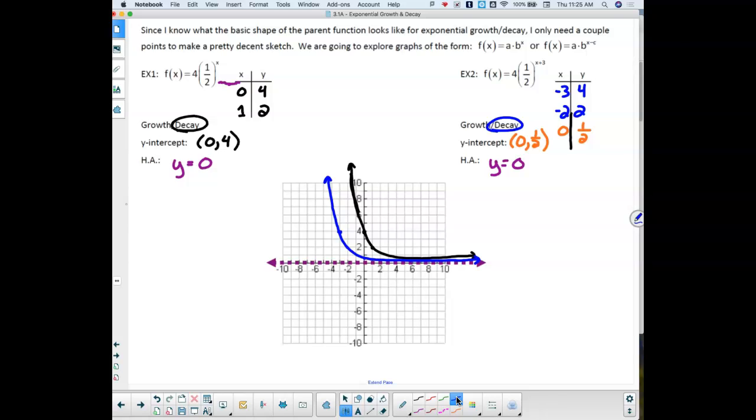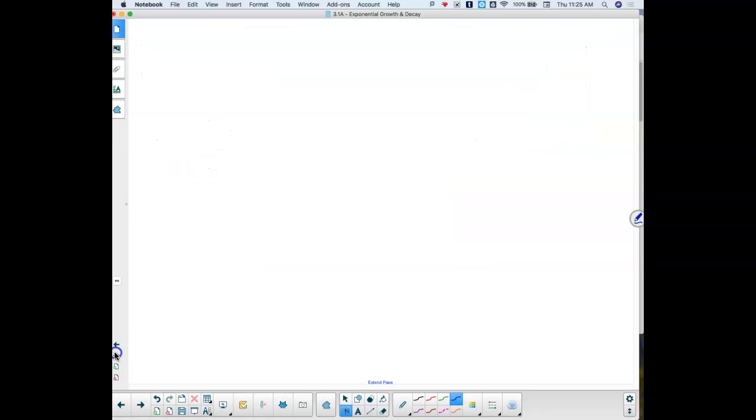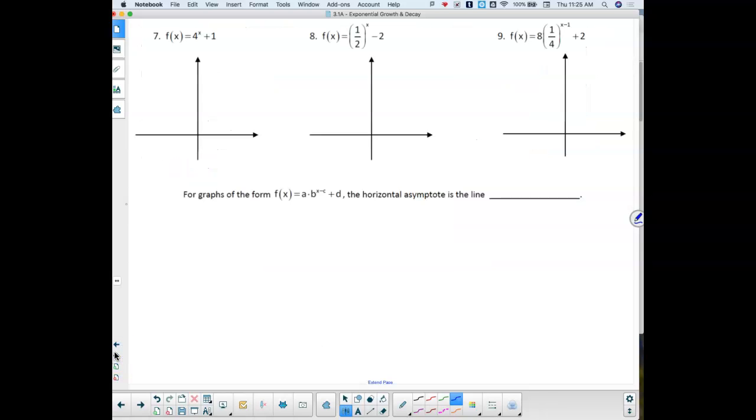Okay. There we go. Okay, so now, down at the bottom of the second page, we're picking up on number 7. f(x) equals 4 to the x power, then plus 1. Automatically, what do I notice about this one that's different than the last two that we just grabbed?